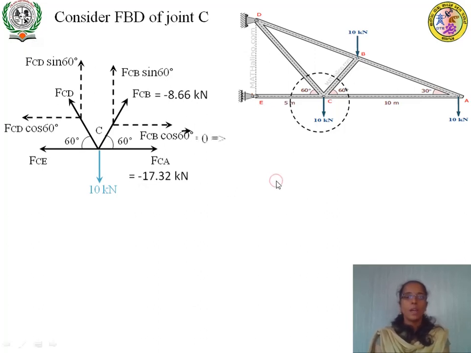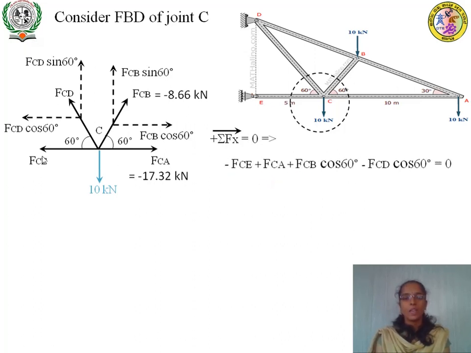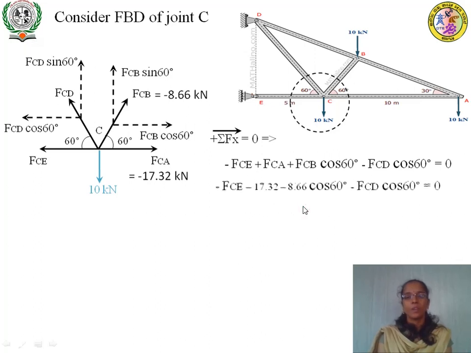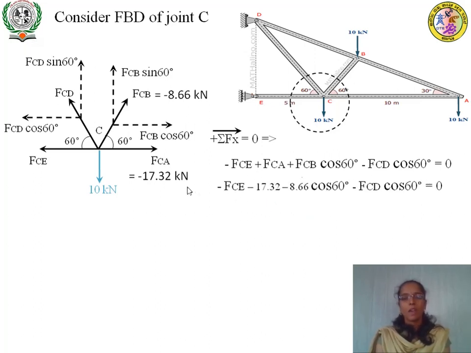So now we can apply sigma Fx equals 0. That gives minus FCE plus FCA plus FCB cos 60 minus FCD cos 60 equals 0. So minus FCE, CA value is minus 17.32, CB is minus 8.66, so minus 8.66 cos 60 minus FCD cos 60 equals 0. To simplify it, minus FCE minus FCD cos 60 equals 21.65 kilonewton. Take it as equation 4.